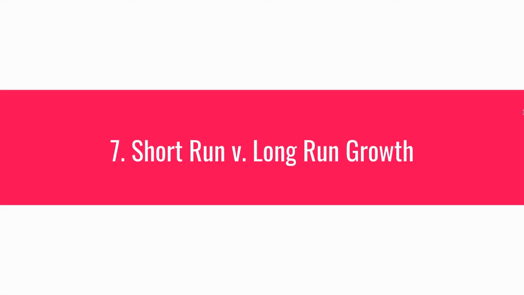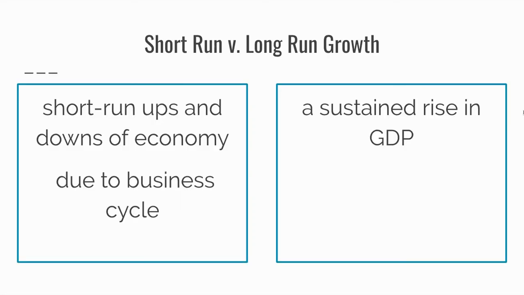Okay, we've reached our last topic, short run versus long run growth. Basically, here's the difference. Short run growth is going to have ups and downs, and this is due to the business cycle. So, GDP and unemployment numbers typically fluctuate over time. This is short run economic growth. But long run growth is when our economy generally rises over time, where that GDP is rising over time.